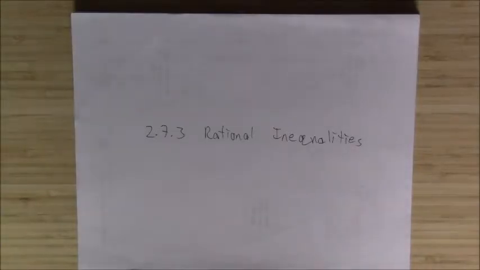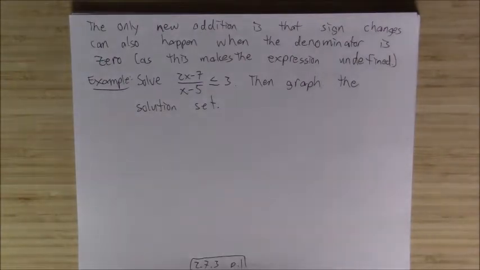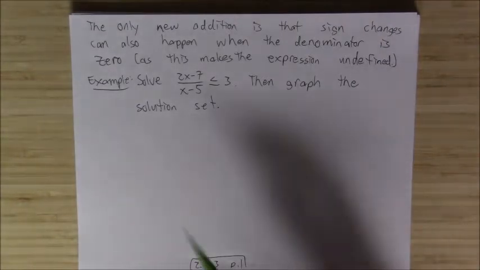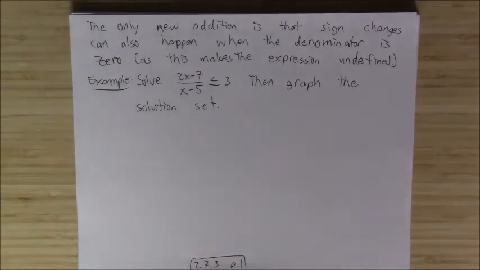In this video, we'll be discussing rational inequalities. Now, the only thing that's different from polynomial inequalities with rational inequalities is that you could also get a sign change when the denominator is 0, because that makes the expression undefined. For example, let's solve this inequality and then graph the solution set.